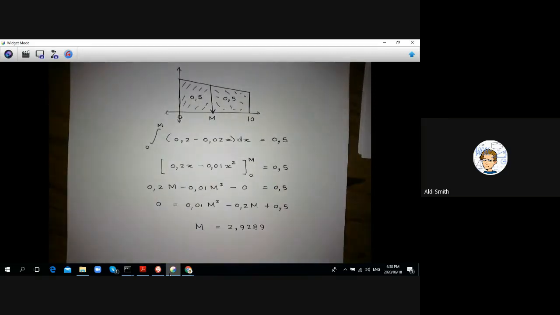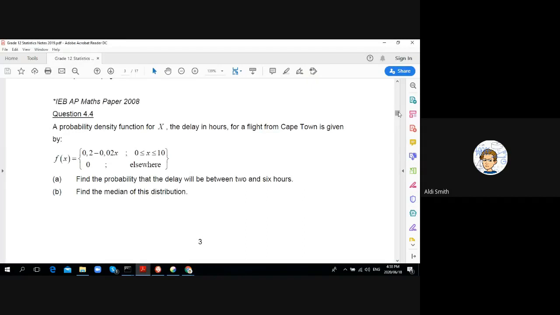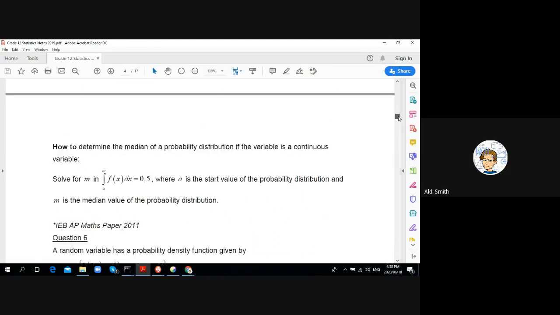And this is how I calculate the median of a probability density function. I did give in the notes, I gave you a summary about this as well. So if you just page down in the notes to the next page, you'll see there it says how to determine the median of a probability distribution or probability density function if the variable is a continuous variable.